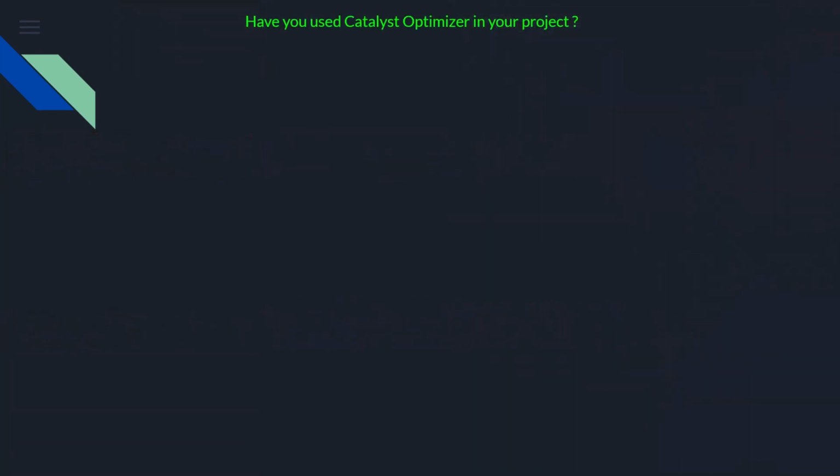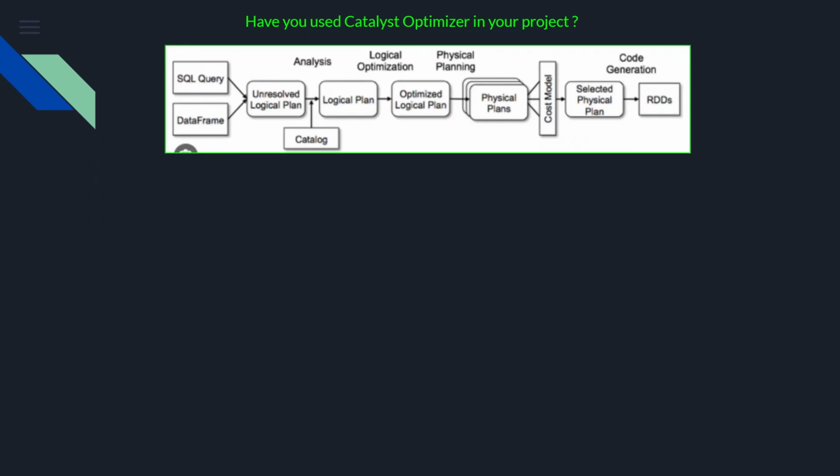So moving on to the next topic, have you used the Catalyst Optimizer in your project? The Catalyst Optimizer is a key component of Spark, which is responsible for optimizing the execution of queries. It's an extensible query optimizer that performs a variety of rule-based and cost-based optimization techniques.